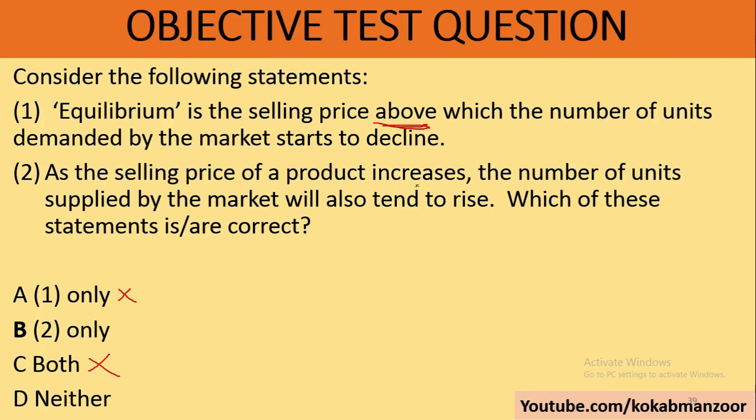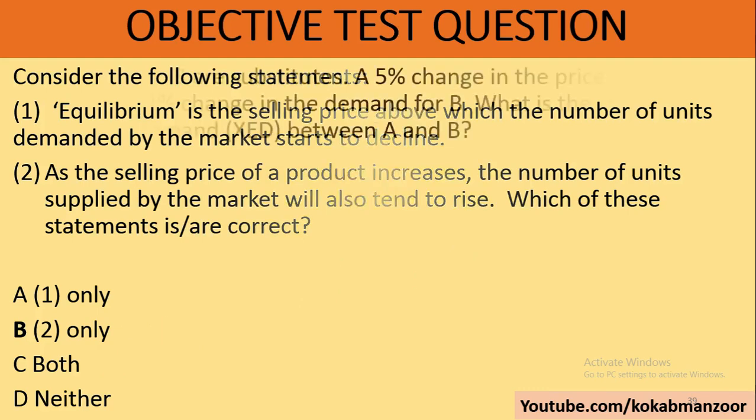As the selling price of the product increases, the number of the units supplied by the market will also tend to rise. So yes, it is correct. We said that when the price goes up, supply also goes up. So this is the right answer. Okay, so you just need to remember these kind of tricks, right?